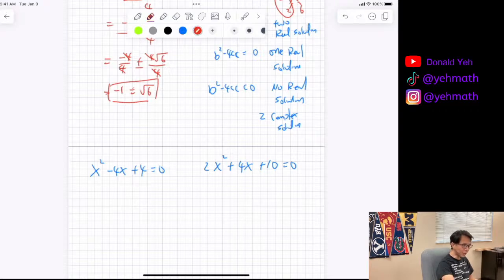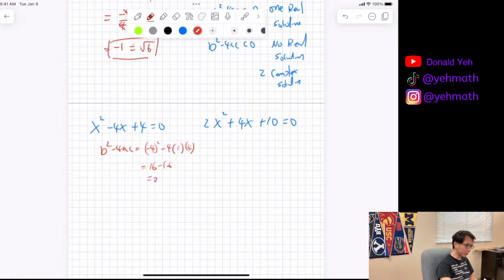Okay, so let's just check the discriminant, right? B squared minus 4ac. This one is going to be negative 4 squared minus 4 times 1 times 4. That's equal to 16 minus 16. That's equal to 0. That's for sure one solution.